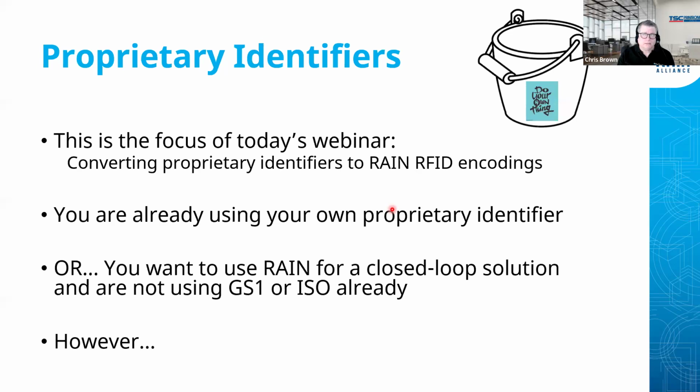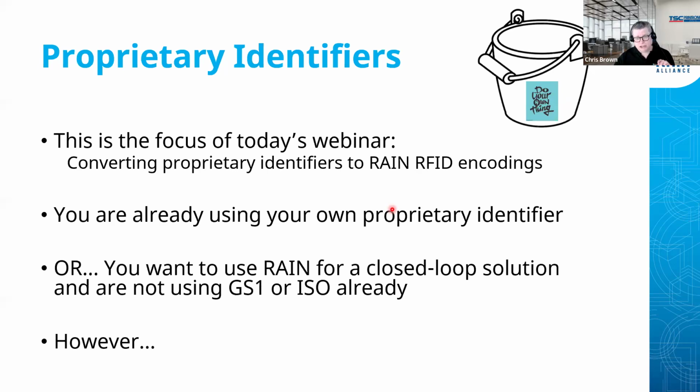Or it could be that you run a business, you look around and you have some business problem and you think, RAIN RFID would help me solve that problem, but it's a problem that only I or known trading partners wrestle with. We would call that a closed loop solution, meaning only I, my company, and known partners need to decode the tag. Then this solution that we're going to talk about is also a good solution.